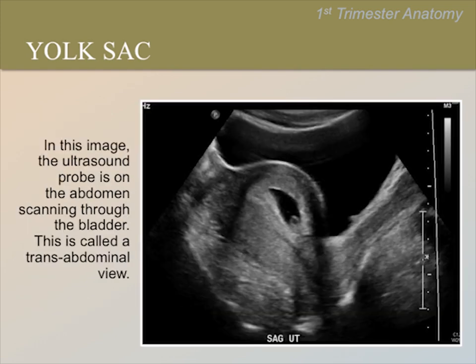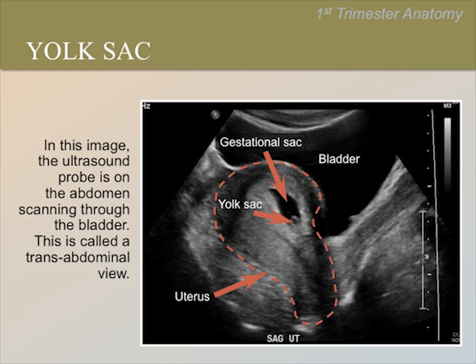When measuring the yolk sac, the calipers are placed on the inner walls of the yolk sac, not the outer walls. In this image, the ultrasound probe is on the abdomen, scanning through the bladder to create a sagittal image. This is called a transabdominal view. Can you see the bladder, uterus, gestational sac, and yolk sac? Please pause the video now to discuss within the group. These structures have been outlined and labeled to make them more obvious. Both the gestational sac and bladder contain fluid, so they appear black.